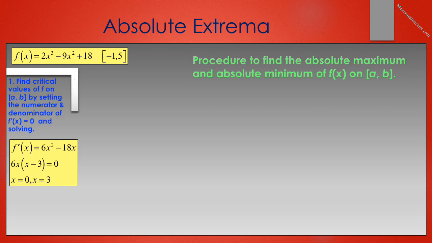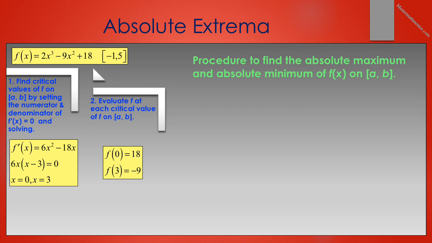Step 1 is to find the critical values of f on the closed interval [a, b] by setting the numerator and denominator of f prime of x equal to 0 and solving. So we have f prime of x equals 6x^2 minus 18x. Factoring into 6x times the quantity x minus 3 equals 0, so x equals 0 and x is equal to 3.